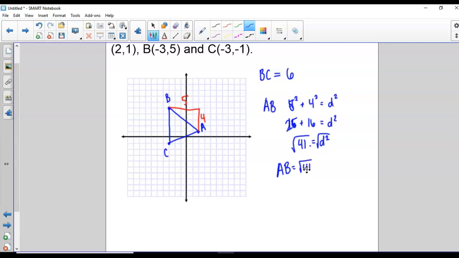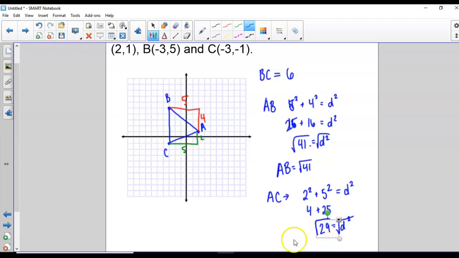All right, questions on AB? All right, AC. We could draw a triangle here. And this side is 2. This side is 5. So for AC, I would have 2 squared plus 5 squared equals D squared. So that's 4 plus 25, which is going to give us 29, equals D squared. And we'll take the square root of that.